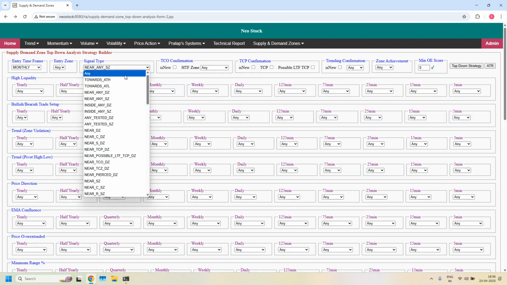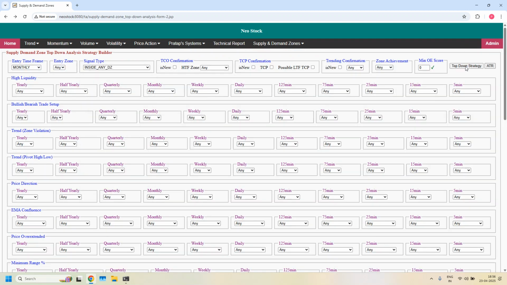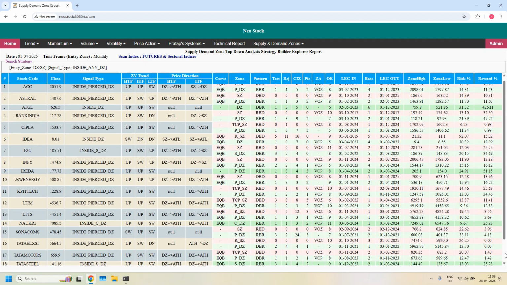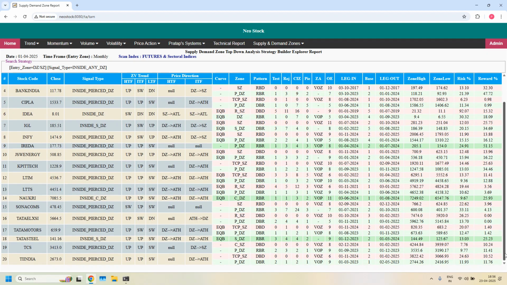Next, price closed inside the monthly demand zone. First 17 stocks in the list. Scrolling the list down. Total 20 stocks are filtered.